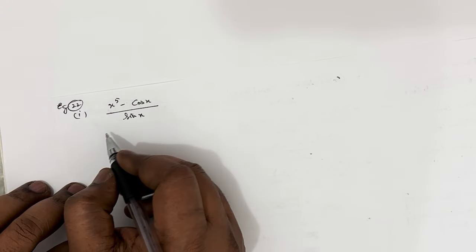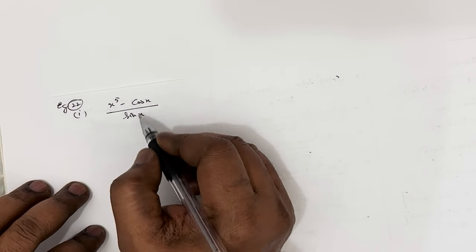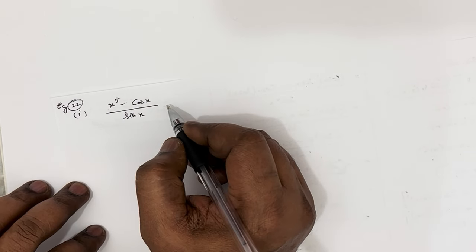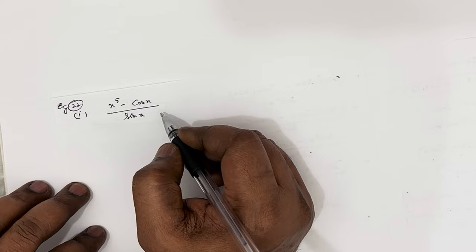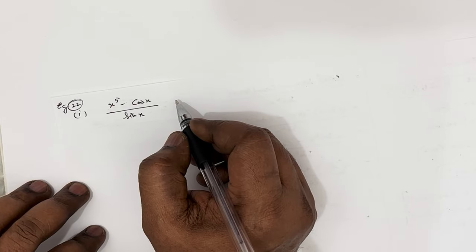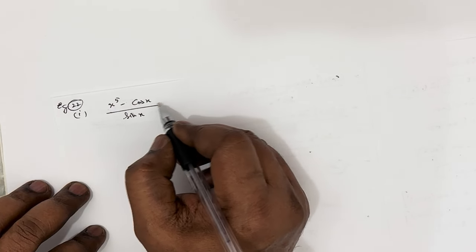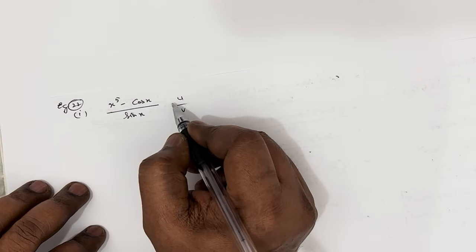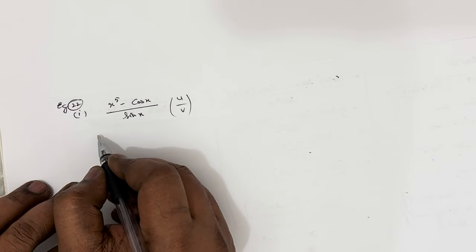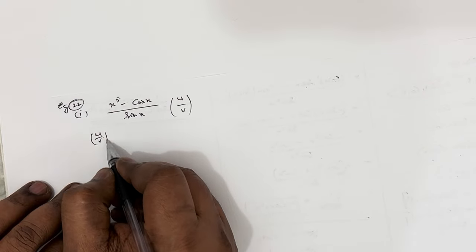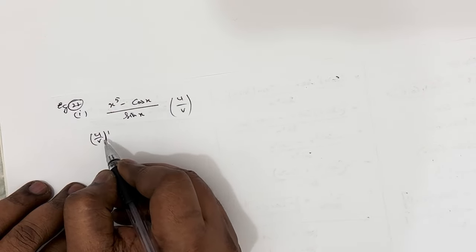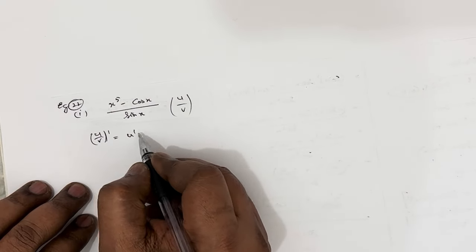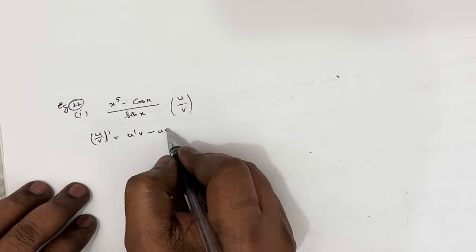Now you can consider this to be two functions in the quotient form, so the quotient rule will be applied here. This can be considered as u and this can be considered as v, so u by v. We have the formula: (u/v)' = (u'v − uv') upon v square.